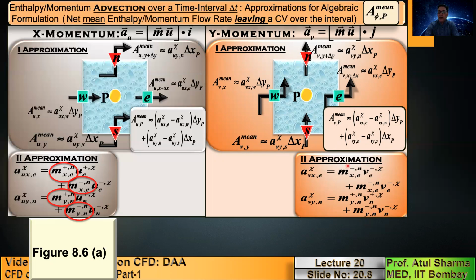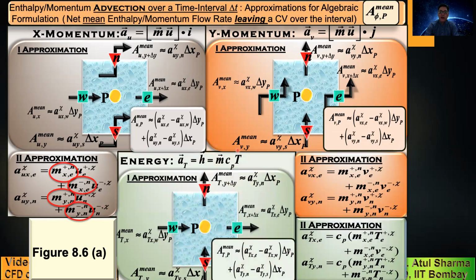Because if you try to make it implicit, you will find that it will become quadratic, and then you will not be able to do an algebraic formulation, as it consists of a nonlinear term. So one of the techniques to avoid the nonlinearity is to consider the mass flux as explicit.